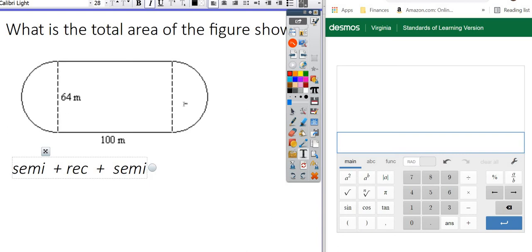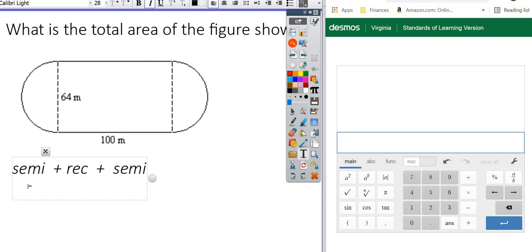Something I want you to look at here. If I have 2 semicircles, doesn't that just make one circle? It does. So instead of doing a semicircle plus a rectangle plus a semicircle, you could also do 1 circle plus 1 rectangle. I'm going to go ahead and do it according to this picture.